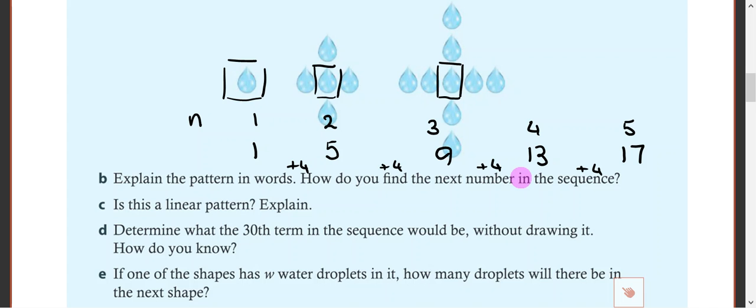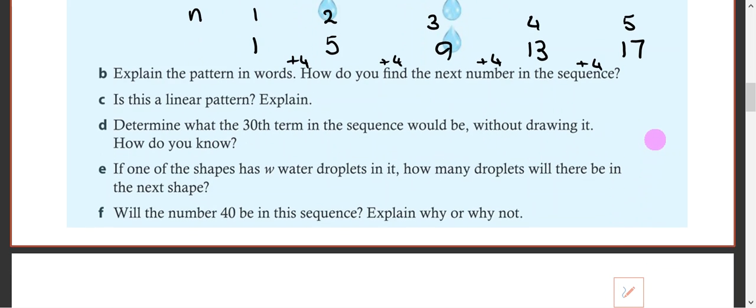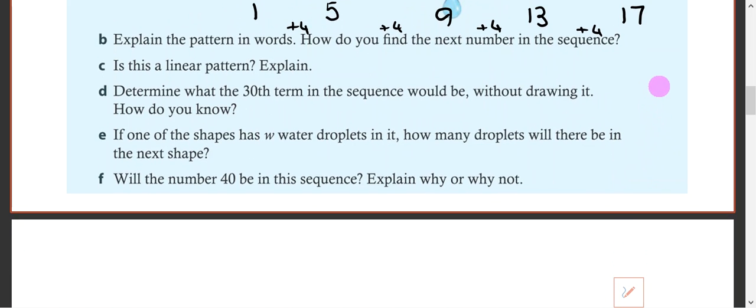Say it again. Is it linear? Doesn't linear mean...? Is linear a type of linear? Yes, it is. Linear is linear.